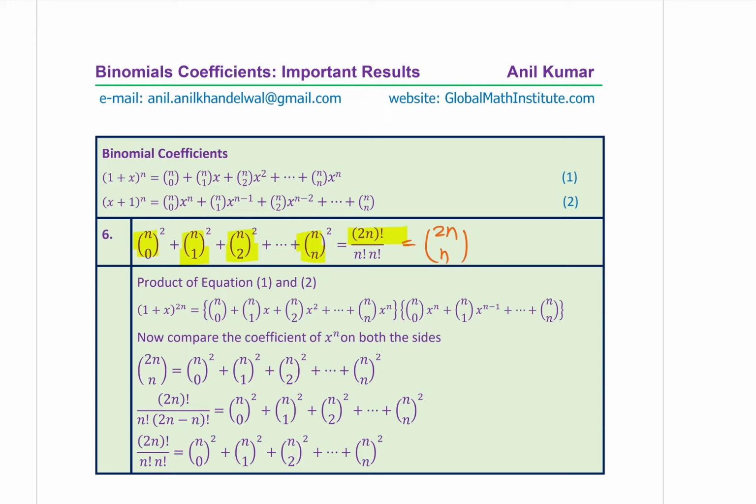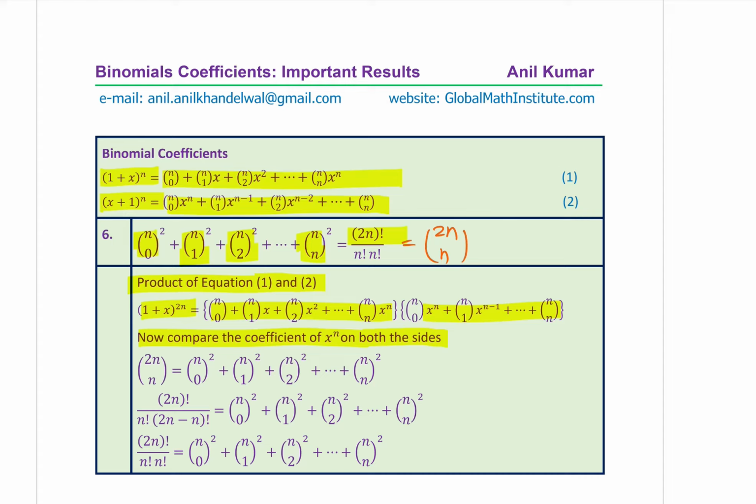Now in this particular case, we'll again begin with 1 plus x to the power of n written in two different ways, as shown here. So these are our first two equations to start with. Now let's multiply them. So what is the product of these two equations? 1 plus x to the power of n times x plus 1 to the power of n. Both are the same, right? So you get 1 plus x to the power of 2n. On the right side, I've written both the series as the product. Now, we will compare the coefficients of x to the power of n on both the sides.